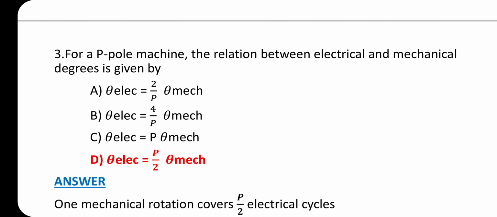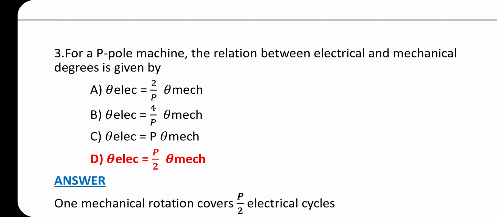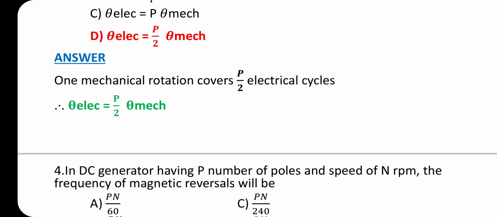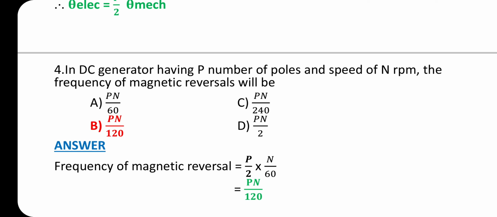Question number 3. For a P-pole machine, the relation between electrical and mechanical degree is given by answer option D, theta electrical equal to P by 2 theta mechanical. One mechanical rotation covers P by 2 electrical cycles. Therefore, theta electrical equal to P by 2 theta mechanical.